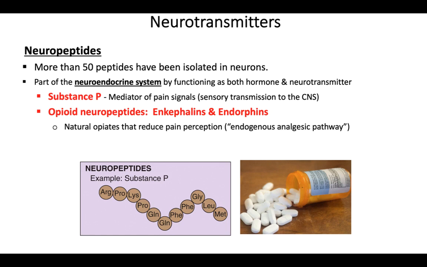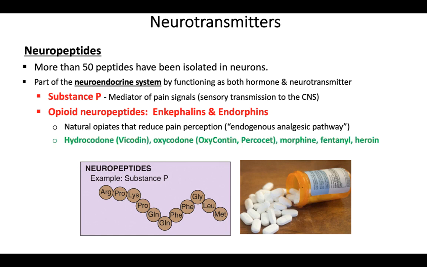Now, the downside, or maybe the good side, but has turned into a downside, is we've made derivatives of these natural neuropeptides and we've synthesized them. So examples are hydrocodone, so Vicodin, oxycodone or OxyContin, Percocet, morphine, fentanyl, and heroin, which are all opioids. They're basically very, very strong derivatives of these natural pain relievers and highly addictive, right?